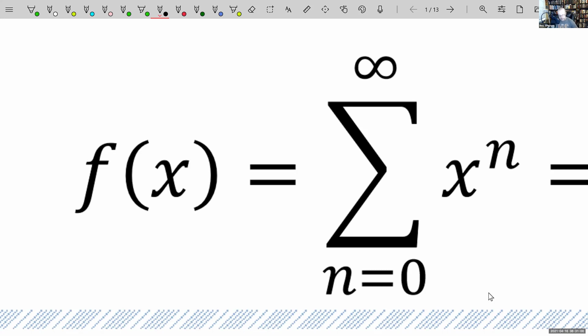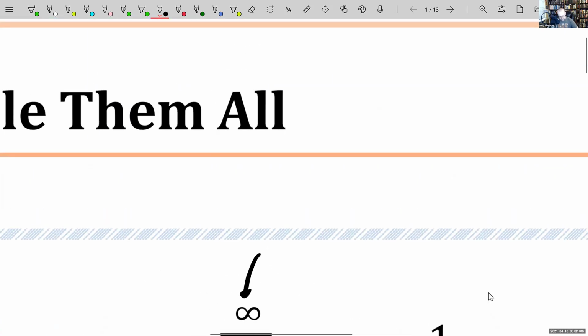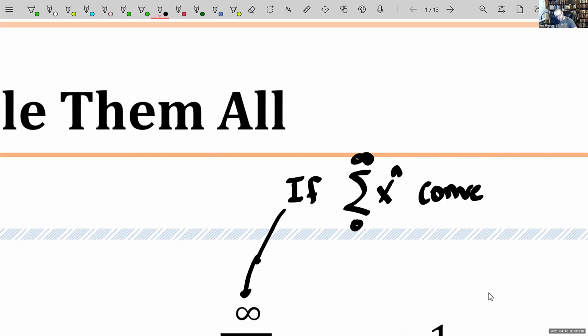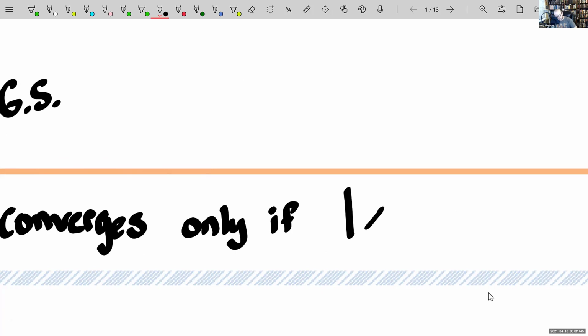Well, if that converges, and I'm trying to avoid the punchline, if the summation from 0 to infinity of x to the nth converges, the only way that's going to happen, if you think about it, that's x to the nth, that's a geometric series. You don't realize, but it is actually something to the nth power, right? It could be a half to the nth power, or it could be 5 to the nth power. But if it's 5 to the nth power, it won't converge, right? So this converges only if the absolute value of x is less than 1.